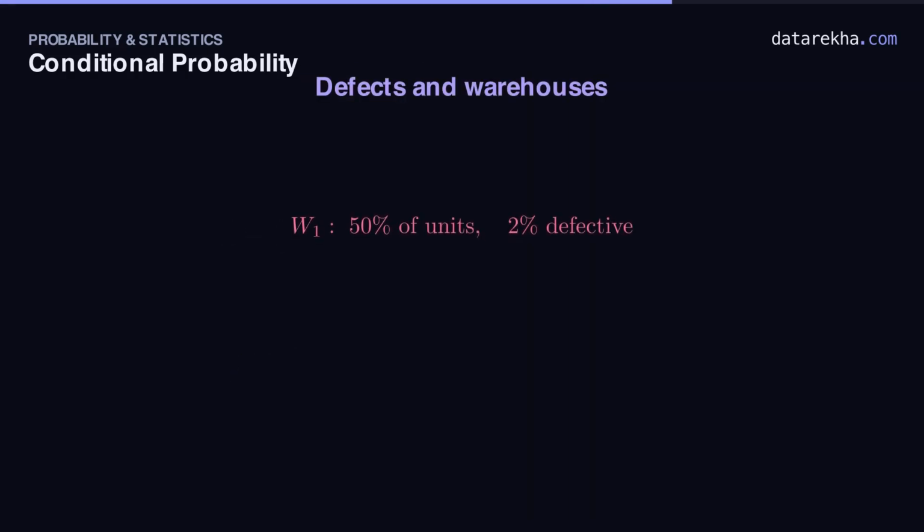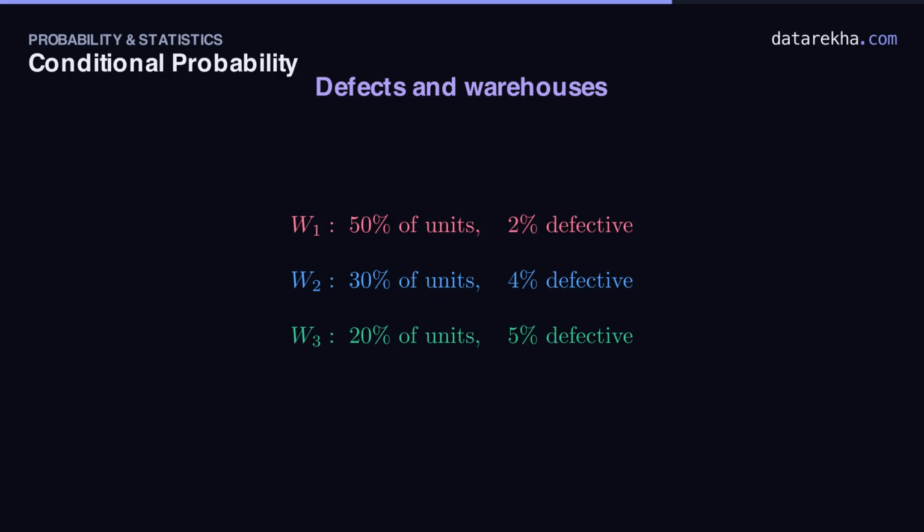A second, richer example. 3 warehouses supply the same product. Warehouse 1 ships half of all units, 2% defective. Warehouse 2 ships 30%, 4% defective. Warehouse 3, 20%, 5% defective. Let D be the event a random unit is defective. Two questions. First, what fraction of all units is defective? And second, the interesting one, if a unit is found defective, how likely is it came from warehouse 2?